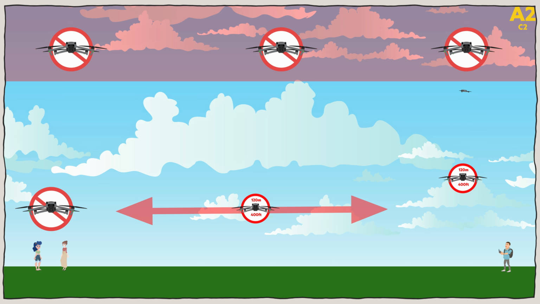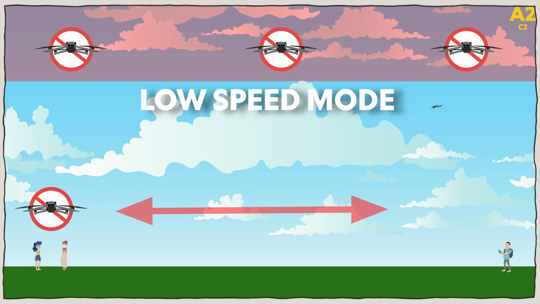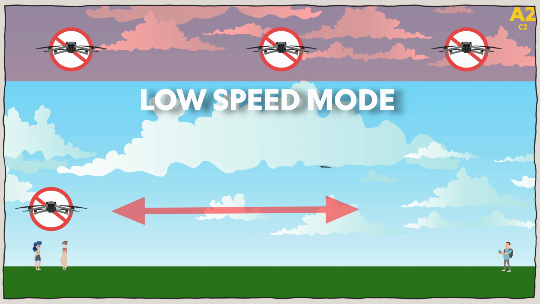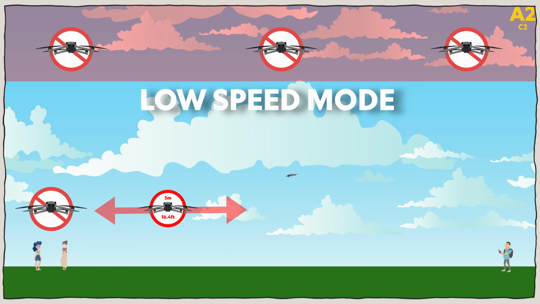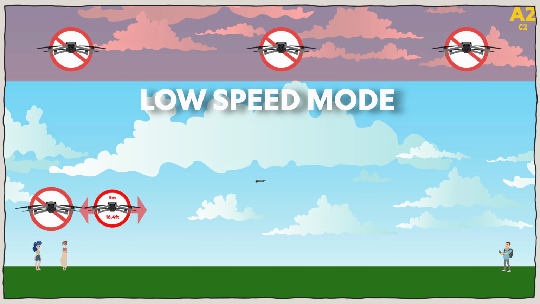And you can reduce that distance if your drone is equipped with a low speed mode. When you activate that low speed mode, you can fly at a close horizontal distance of 5 meters from uninvolved people. But only if your drone is equipped with the low speed mode and you have activated that low speed mode.